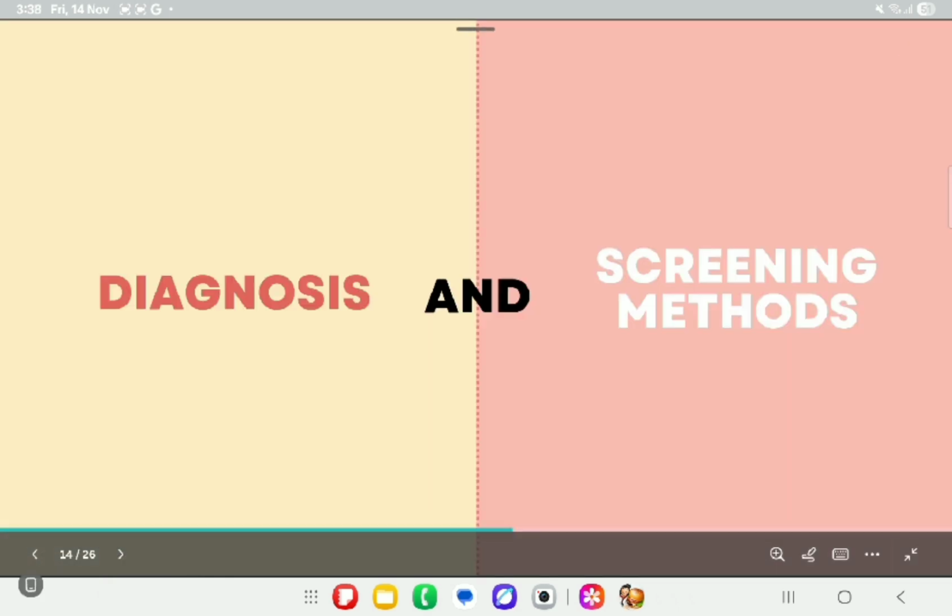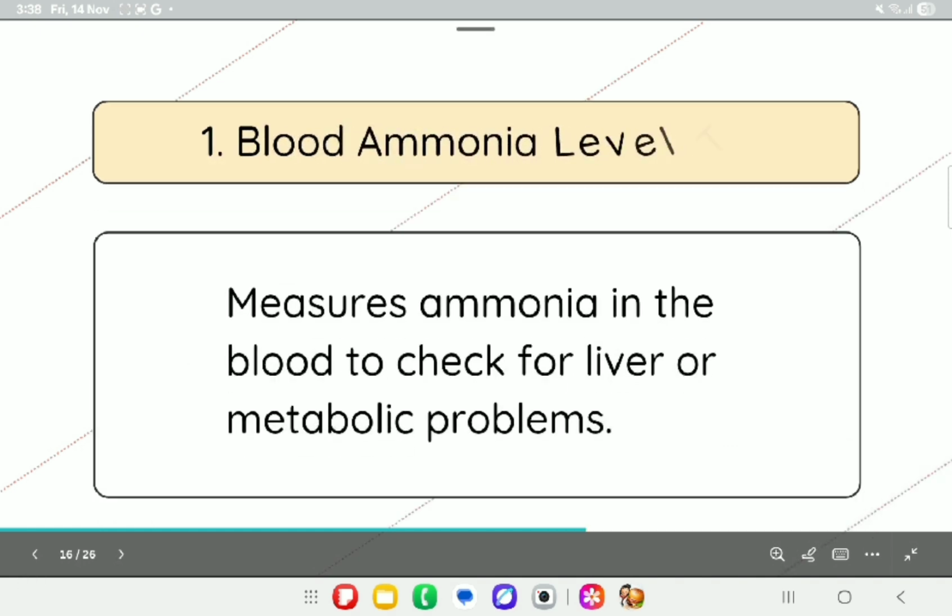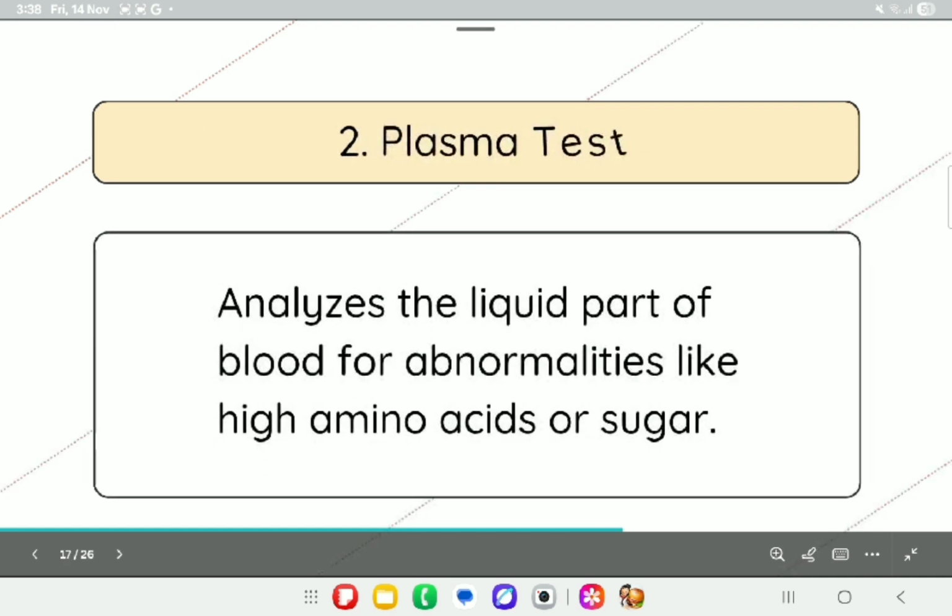So here are the diagnosis and screening methods. A test for urea cycle disorder. First is the blood ammonia level test, plasma test, urine amino acid test, and urine orotic acid test. The blood ammonia level test measures ammonia in the blood to check for liver or metabolic problems. Next is the plasma test, which analyzes the liquid part of blood for abnormalities like high amino acids or sugar.